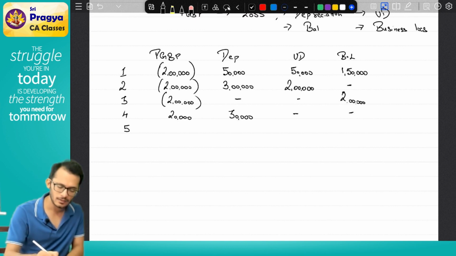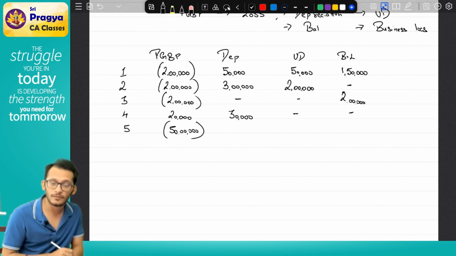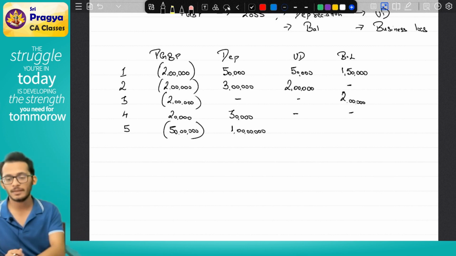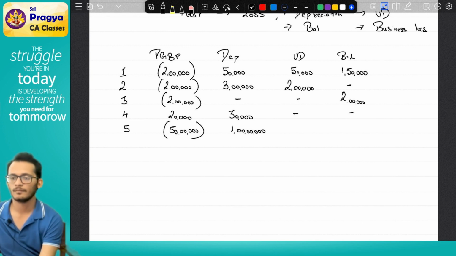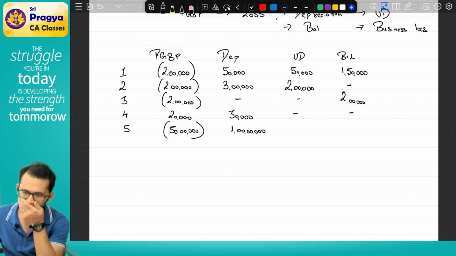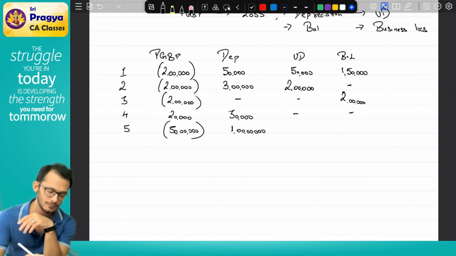Scenario number 5. You help me with this scenario. I'm saying that my PGBP loss is 50 lakhs. My depreciation is 1 lakh, let's say 1 crore. My depreciation is 1 crore. My UD is 50 lakhs.